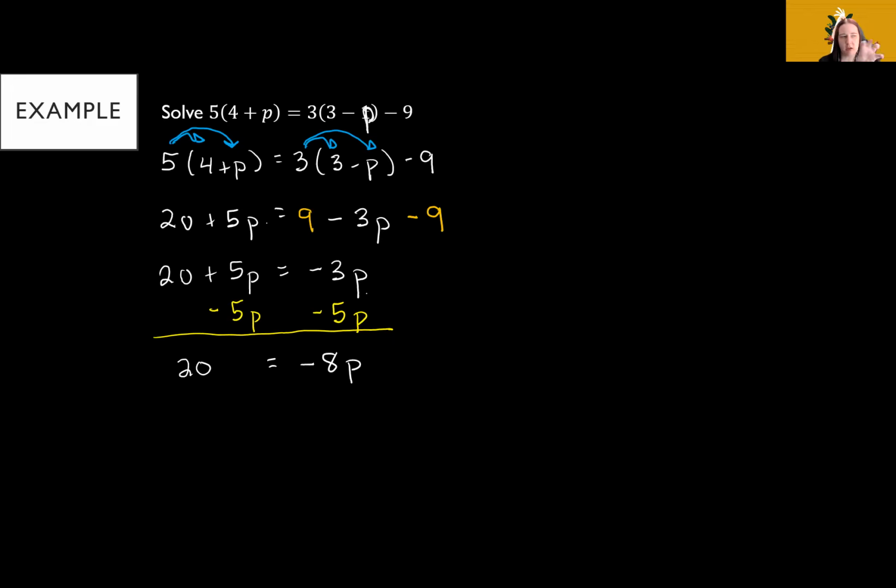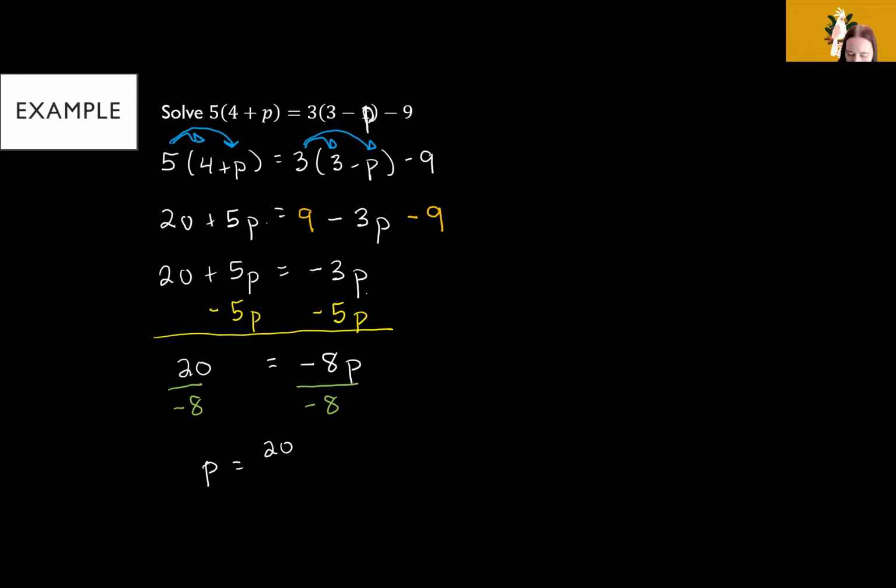So now we have a number equals a number. I want to get the p by itself. I don't want that coefficient there. I need to get rid of the negative 8. So we're going to divide both sides by negative 8. And usually at this point, I will just reverse what I have and do p equals instead of doing the number equals p.